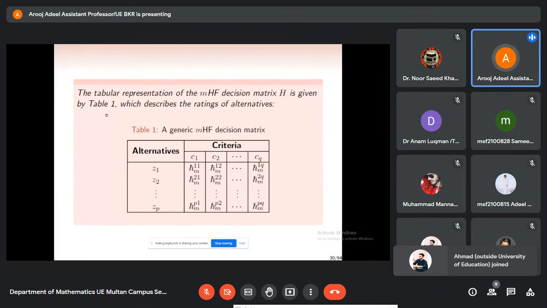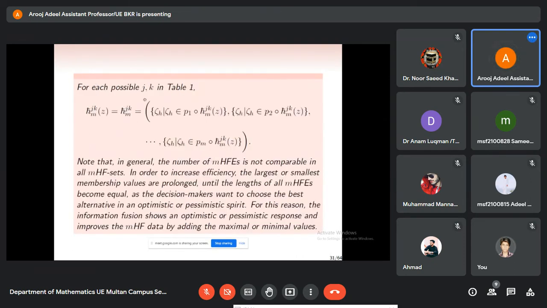Next is the tabular representation of the M-polar Hesitant Fuzzy decision matrix, in which Z1 to Z3 show the number of alternatives and C1 to C2 show the number of criteria, where these values basically are the M tuples of the hesitant fuzzy values. And how these values are calculated is given in the next slide. Each tuple which is defined is basically a set of different elements, or we can say that each membership value of this tuple is a set.